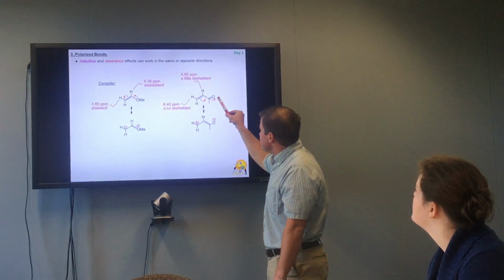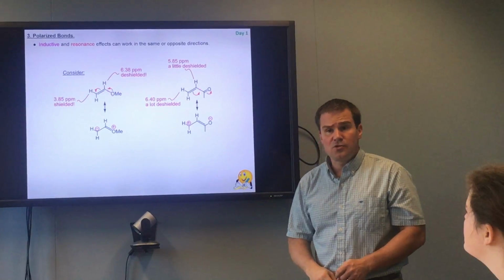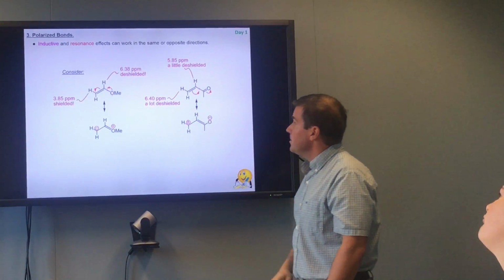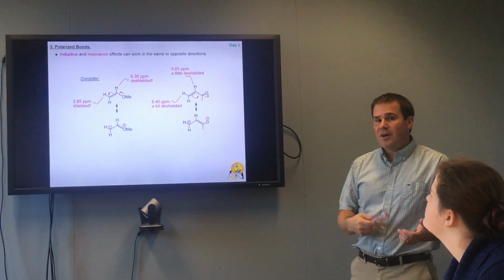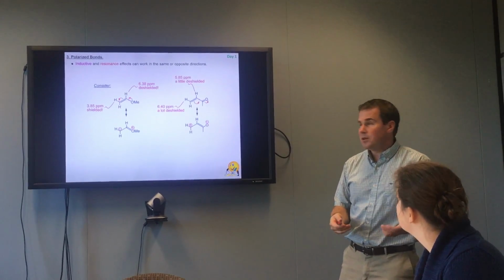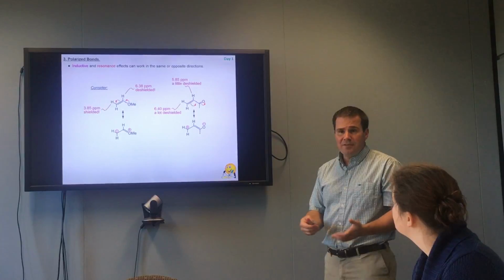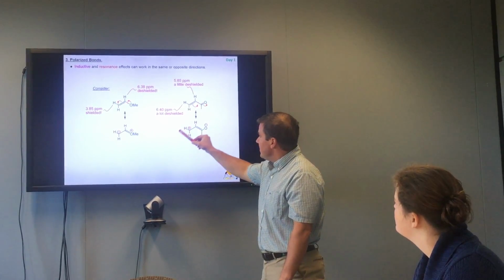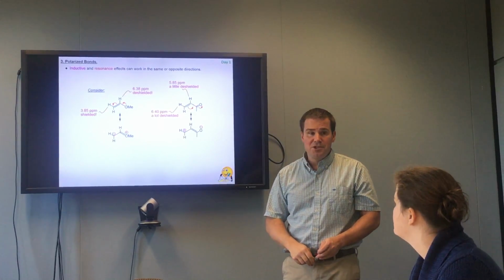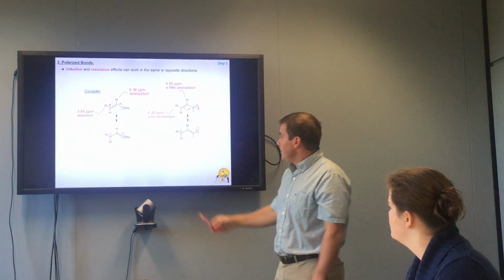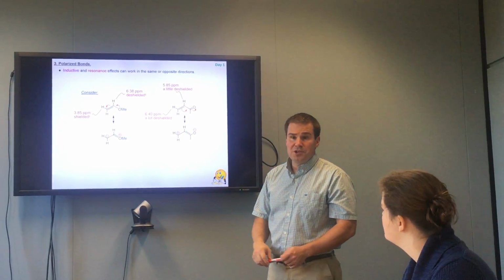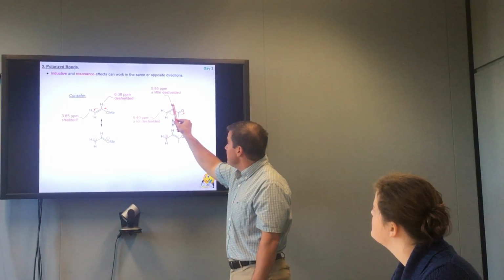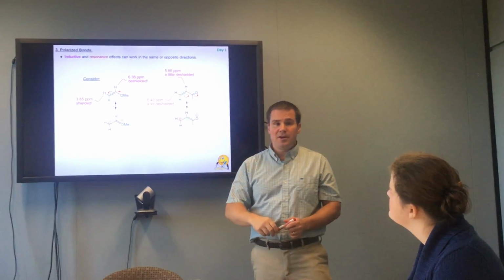In an inductive sense, that carbonyl group is electron withdrawing, and so this proton is going to be a little bit deshielded. It moves downfield from 5.25 in a prototypical alkene to 5.85. But if we draw the resonance structure, we can see that this carbon is really, really deshielded, because it's got sort of a full positive charge in this resonance form at least. And so this one moves downfield a little bit, this one moves downfield a lot.